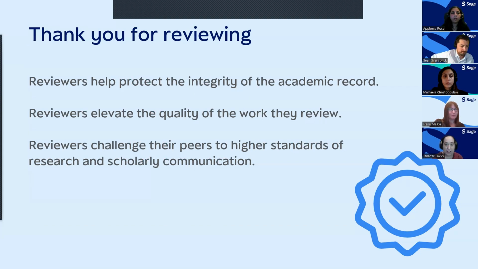Lastly, we'd like to thank reviewers for taking the time to support fellow researchers. Reviewing is a critical process, and reviewers help to protect the integrity of the academic record, elevate the quality of the work they review, and challenge their peers to higher standards of research and scholarly communication.